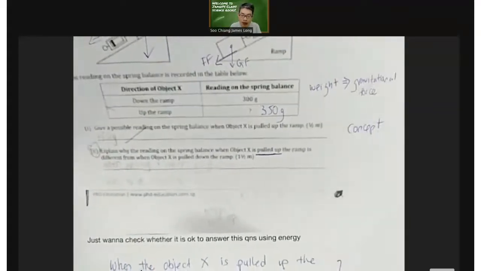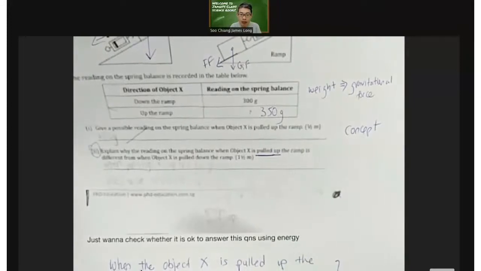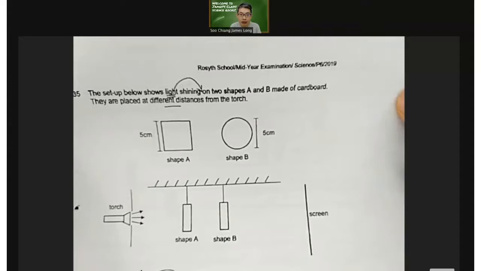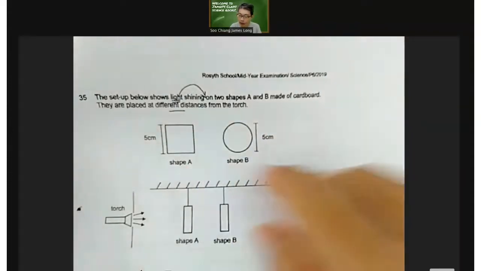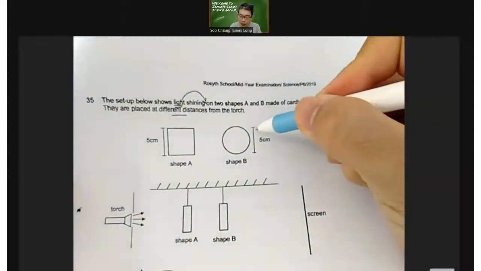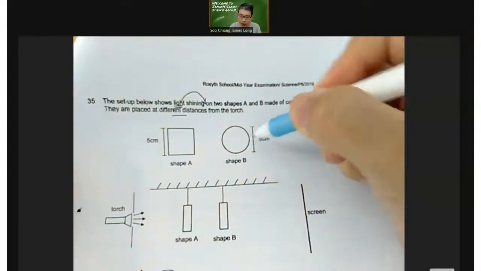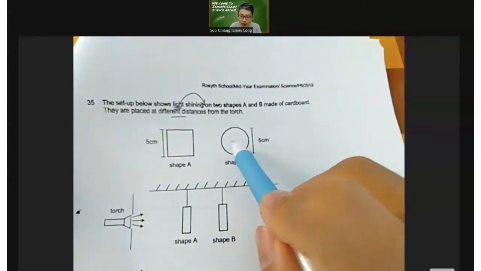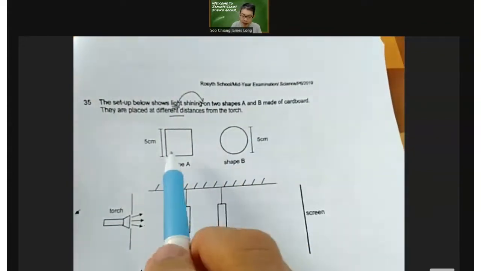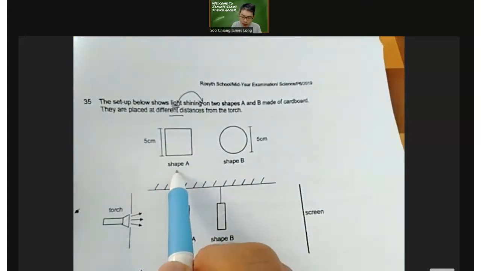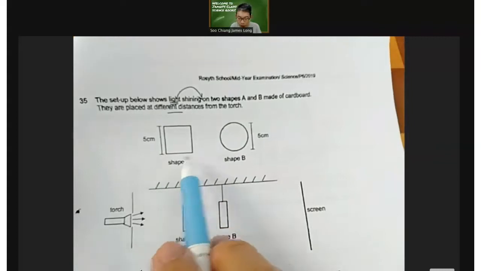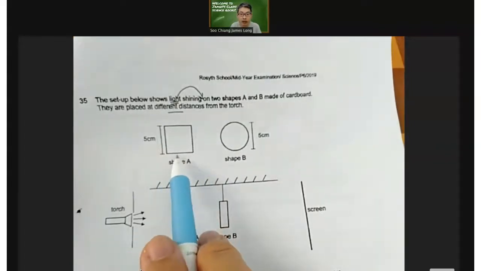So my answer in short is don't answer in energy because it is not relevant. The setup here shows light shining on two shapes. Notice that their dimensions are the same. When I say that, I mean, for example, the diameter is 5 cm and the height here is 5 cm. Therefore, the diameter here is also 5 cm. The breadth here is also 5 cm because this is a square. Okay, they should say square, but they didn't mention square, so I'm going to assume it's a square because it looks like a square to me.